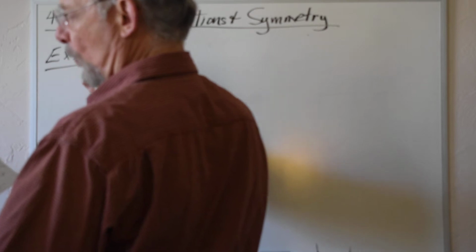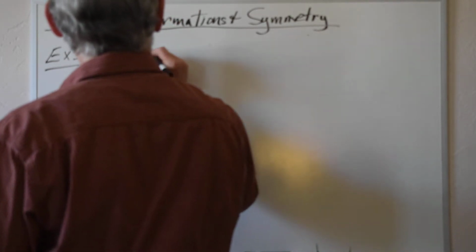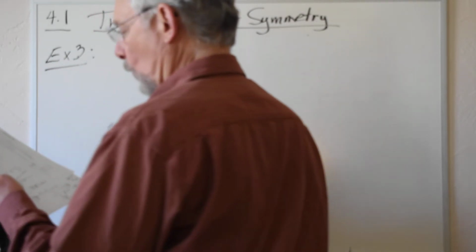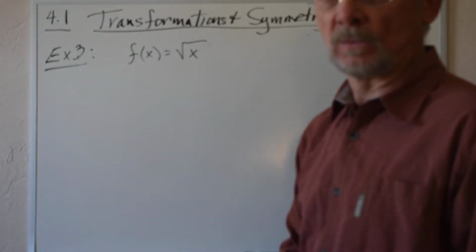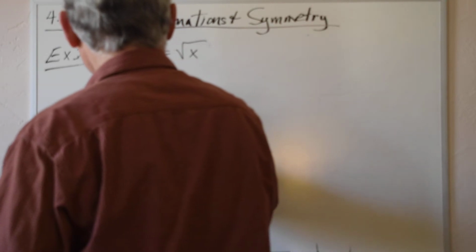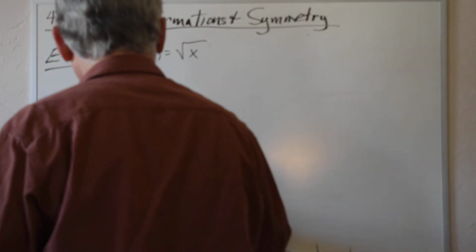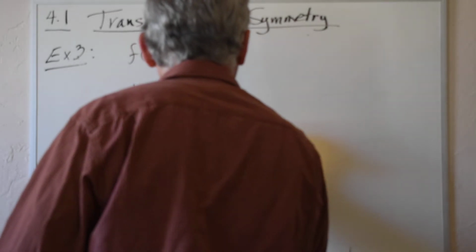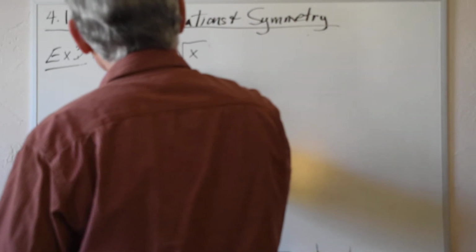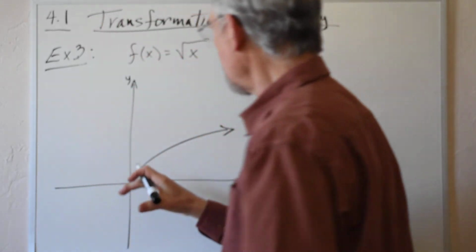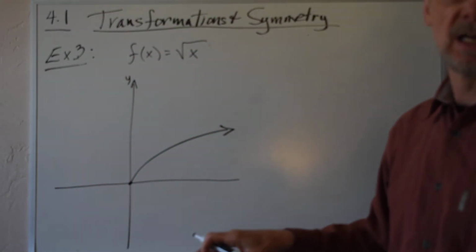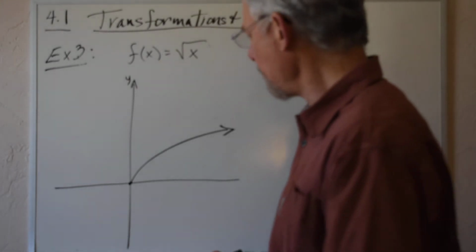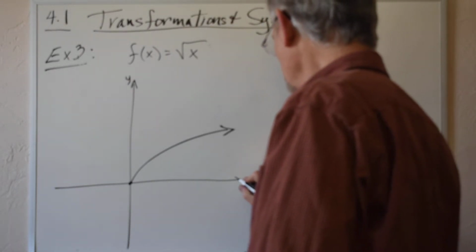In example 3, let's look again at the square root function. We looked at the graph of it a few minutes ago. It sort of looks like a parabola lying on its side, but half the parabola is gone. Wonder why that is.